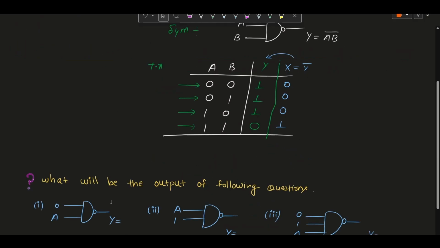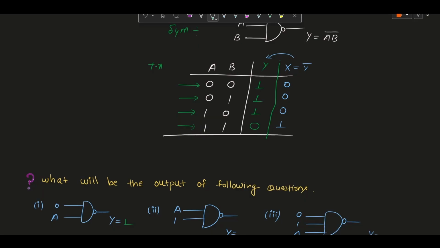Now let's see some basic questions on the NAND gate. In the first question there are two inputs and we need to write the output value for that NAND gate. The first input is 0 and the second input is A. We know whenever any input of a NAND gate is 0, then immediately the output of that NAND gate is 1. So simply we will write here Y is equal to 1 because one input is 0.